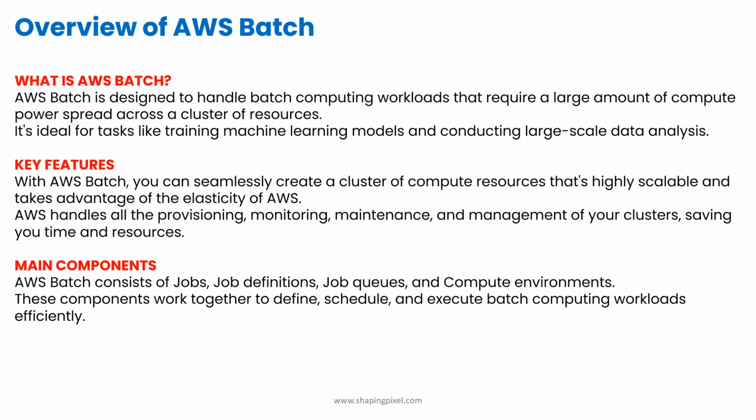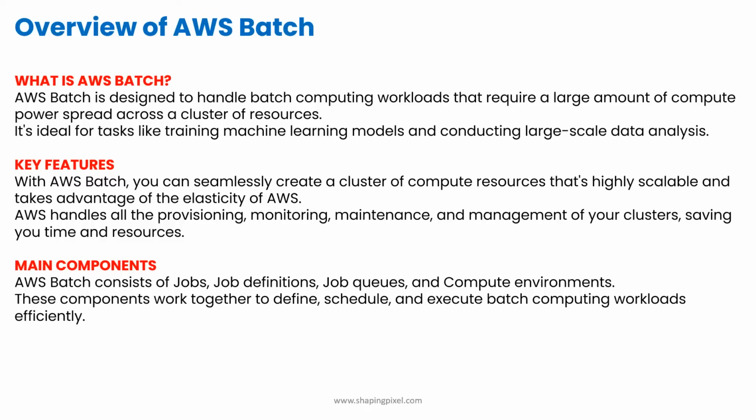AWS Batch. AWS Batch is designed to handle batch computing workloads that require a large amount of compute power spread across a cluster of resources. It's ideal for tasks like training machine learning models and conducting large scale data analysis. With AWS Batch, you can seamlessly create a cluster of compute resources that's highly scalable and takes advantage of the elasticity of AWS. AWS handles all the provisioning, monitoring, maintenance, and management of your clusters, saving you time and resources.